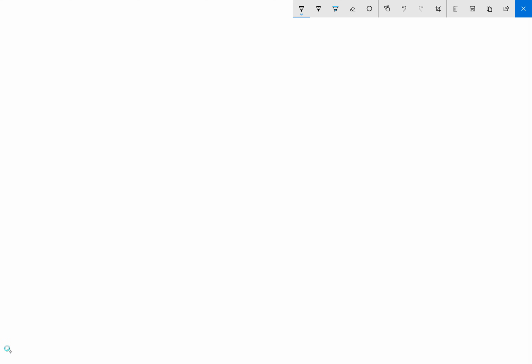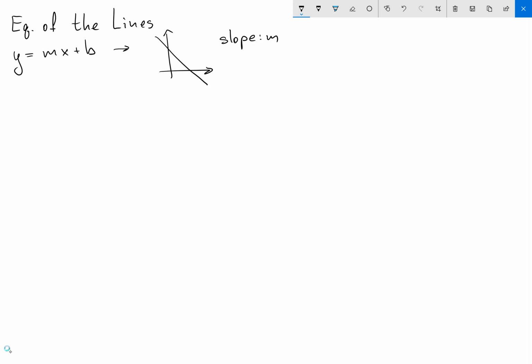Hello guys, so in this video I want to discuss equation of the lines. So the problem is that we all remember the equation y equals mx plus b from high school, middle school, college. And this equation describes exactly a line in 2D. And what does it mean? It means that the slope of this line is going to be m, and that our line has b intersection with the y-axis. So this point has coordinate (0, b).